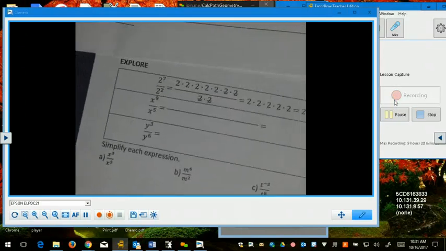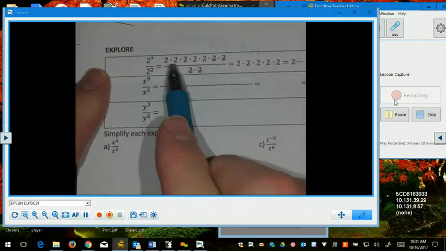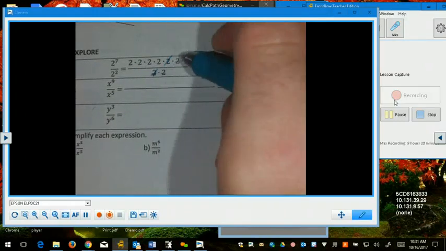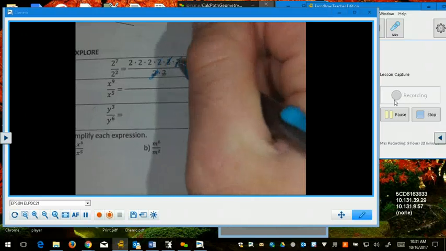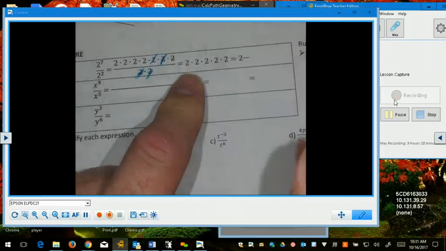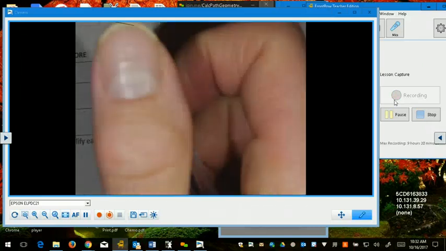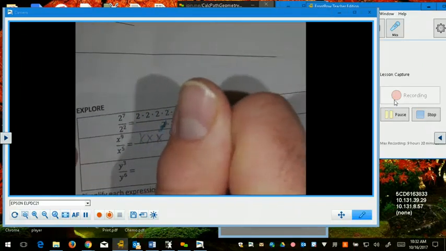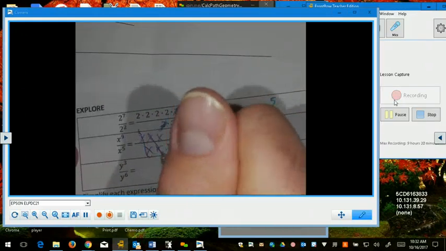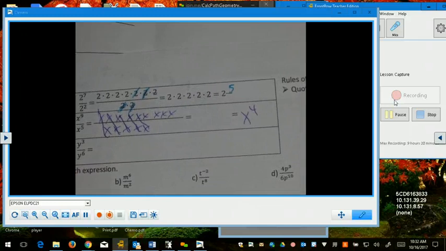All right. Our next thing that we're looking at, we're kind of exploring division. We have 7 factors of 2 in the numerator and 2 factors in the denominator. So 2 of those cancel, oops, I crossed off the wrong one. That cancels to be 1, and that cancels to be 1. 2 divided by 2 is 1. 2 divided by 2 is 1. So I'm left with only 5 factors. I have 9 factors of x on top. 1, 2, 3, 4, 5, 6, 7, 8, 9. 1, 2, 3, 4, 5. I cancel 5 of them, and I'm left with 4 factors on top.